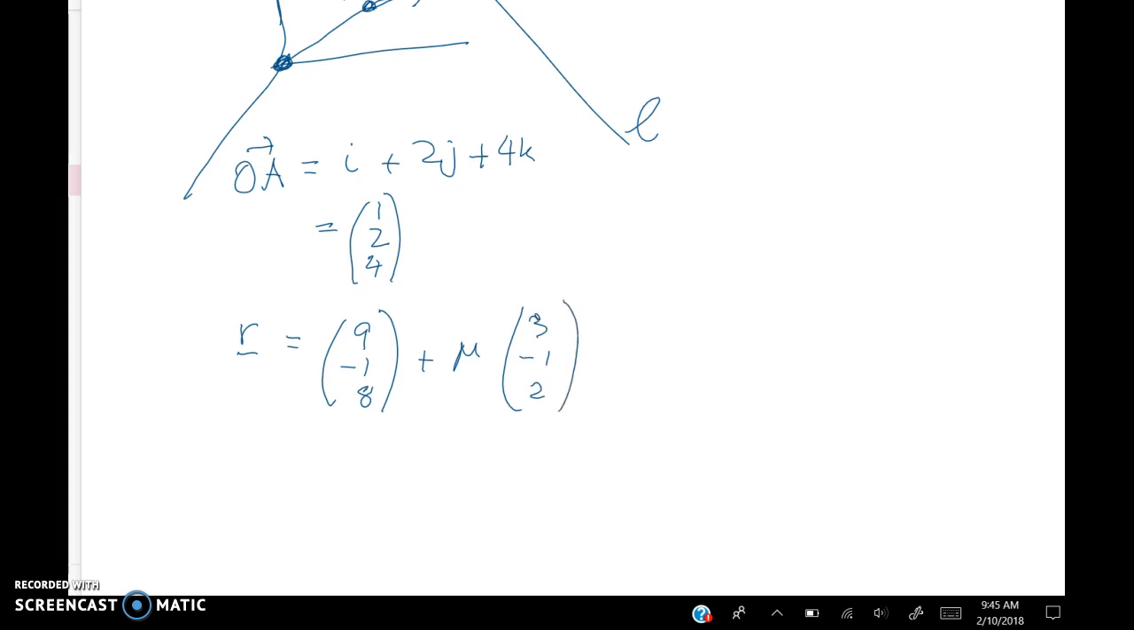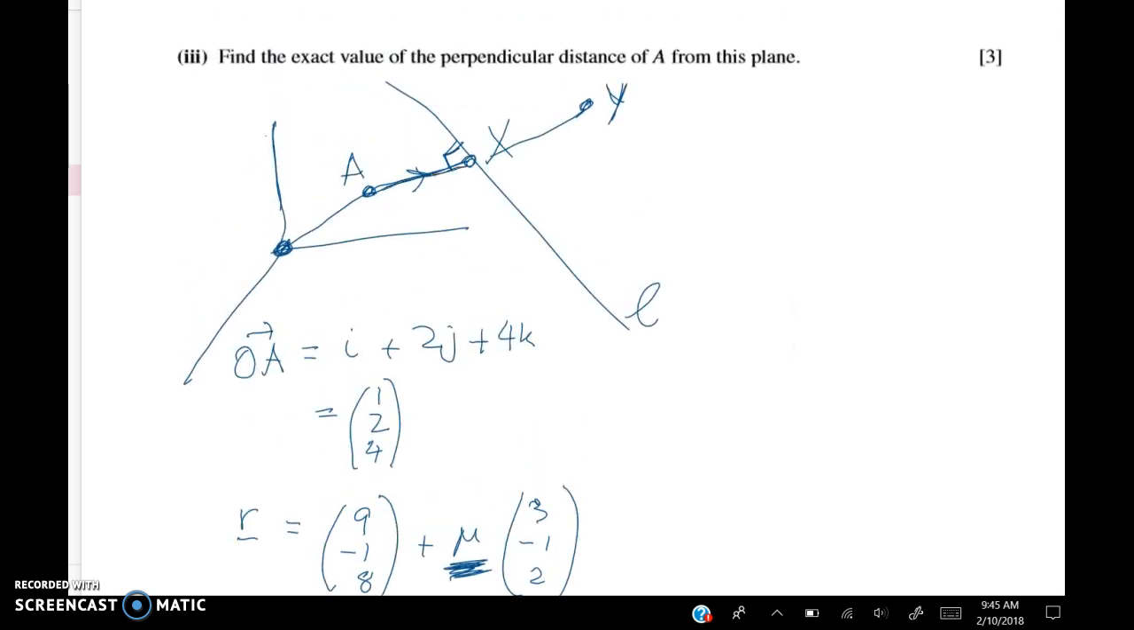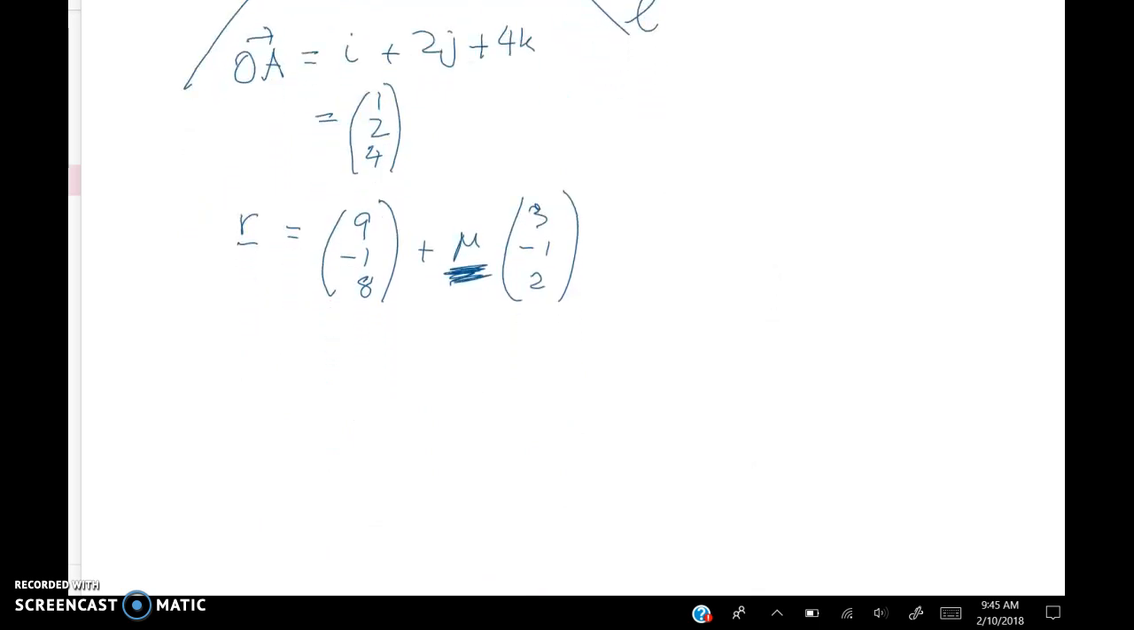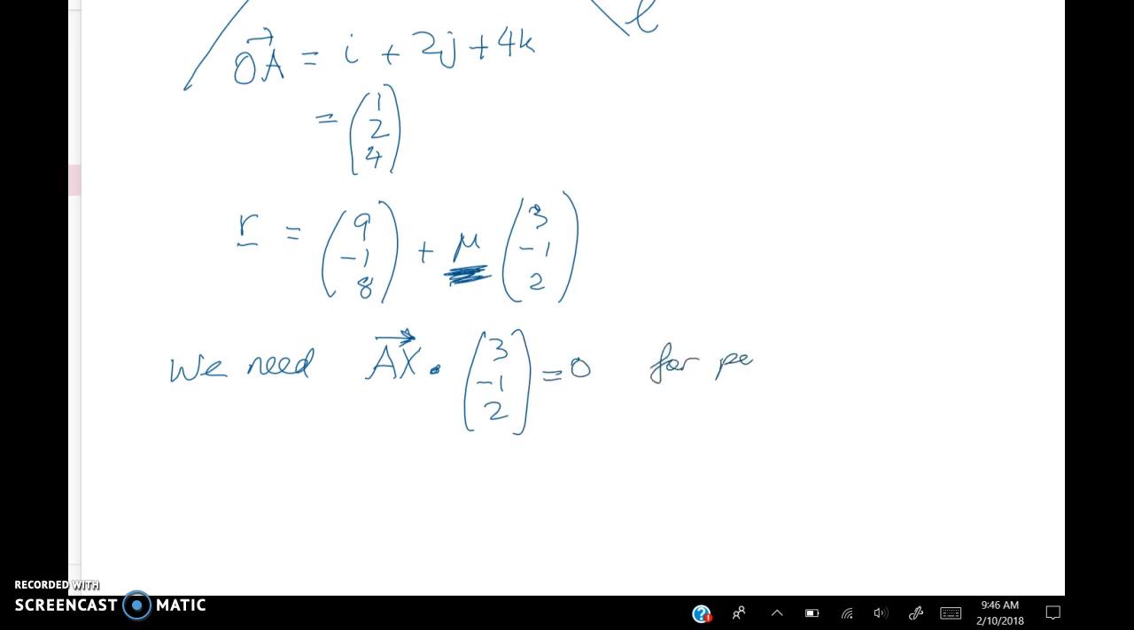So what we're going to be doing is figuring out which value of mu, where on that line, is going to be perpendicular to this. So we're choosing a value of mu. As soon as you see that, it gives you a pathway for what to do next. Right, so we want the vector from A to X and the direction vector of the line, which is given by (3, -1, 2), to have a dot product equal to 0, for perpendicular vectors.